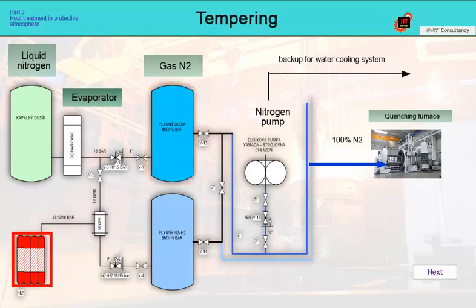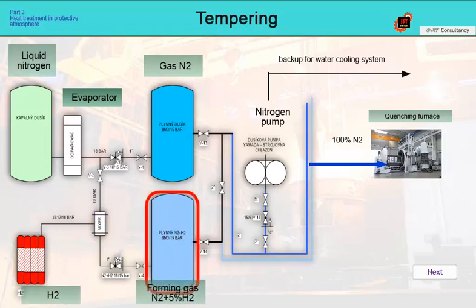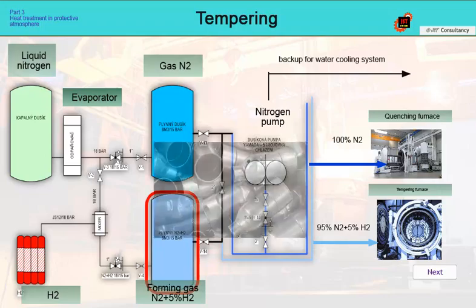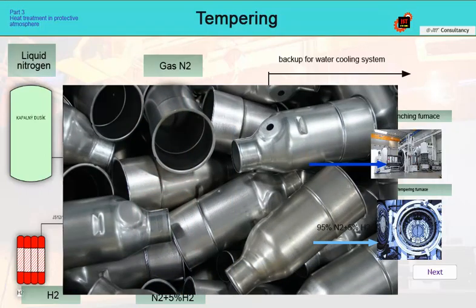At the same time, in the second line, nitrogen is fed into a mixer, where it is mixed with 5% hydrogen and then stored in a separate booster. An atmosphere with 5% hydrogen has a sufficient reducing effect on oxygen and water vapor, and ensures perfect cleanliness of the surface of the tempered parts. However, it can also be used with advantage for recrystallization annealing of stainless steels, which are highly sensitive to the presence of oxygen. Up to 5% hydrogen, the atmosphere is not explosive and is safe.